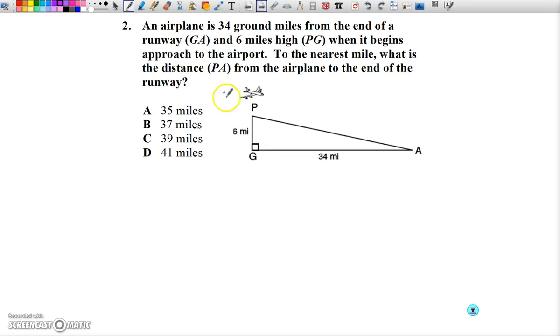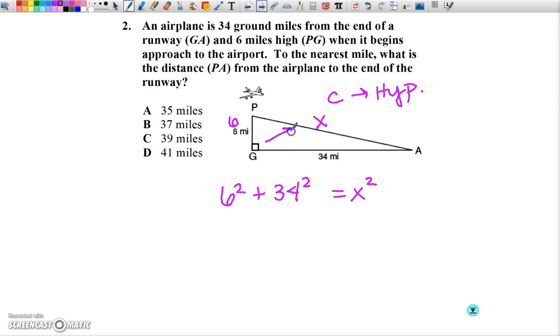Now, the second problem here, we have an airplane coming to land, and they're asking for the distance from the airplane to the runway. How far away is that? This is a 6, by the way, right here. And this is just Pythagorean theorem. 6 squared plus 34 squared equals x squared. Because remember, this is always your C. It's your hypotenuse, always, because it's across from your right angle.